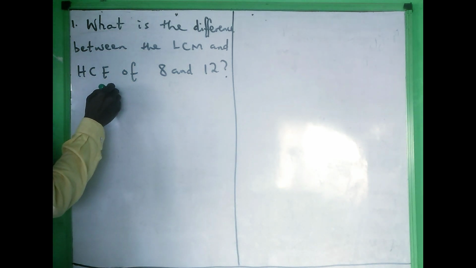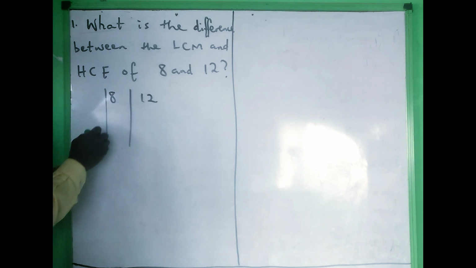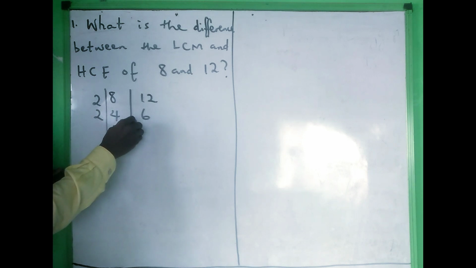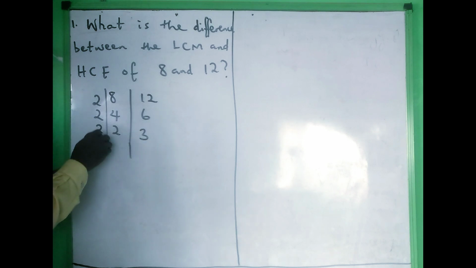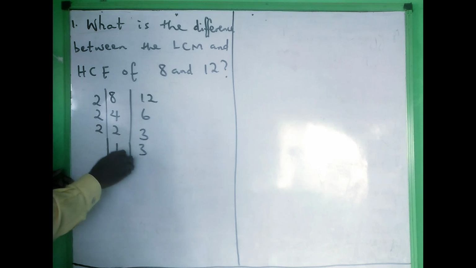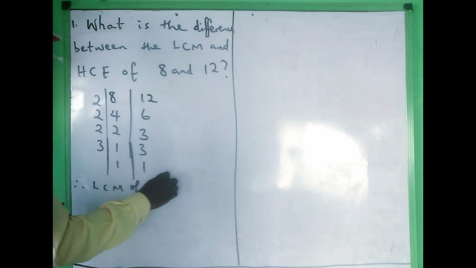To look for the LCM of 8 and 12, I write 8 like this and I have 12 here. So I look for what can go into both by 2. 2 will give me 4, 2 will give me 6, 2 here will give me 2, 2 here will give me 3, 2 here will give me 1, 2 cannot go, and 3 will not go. I have 3.